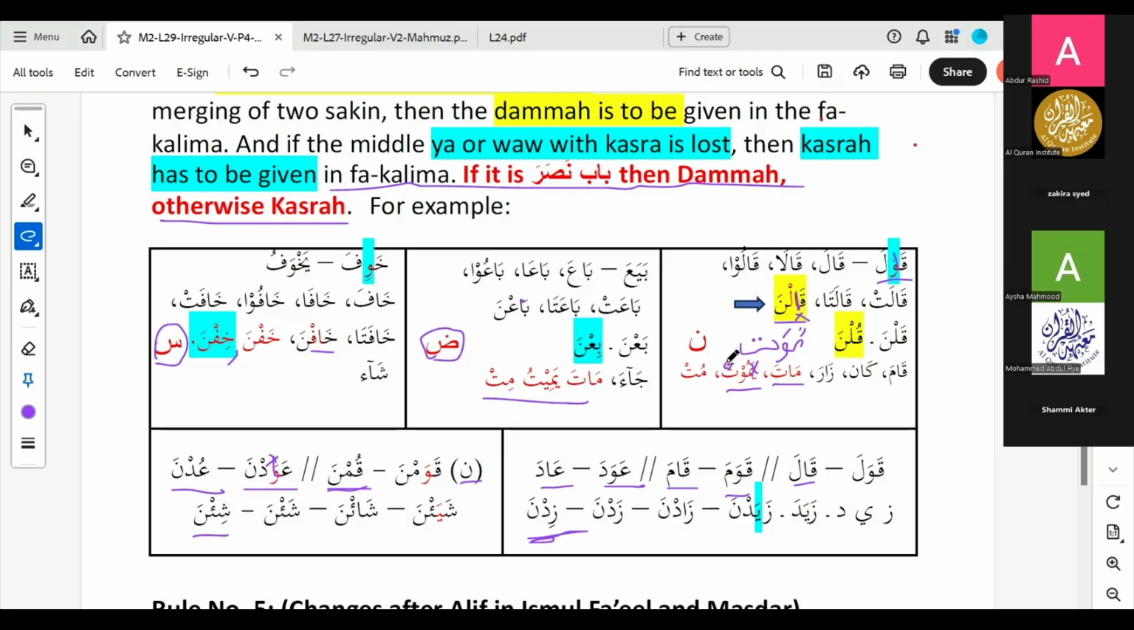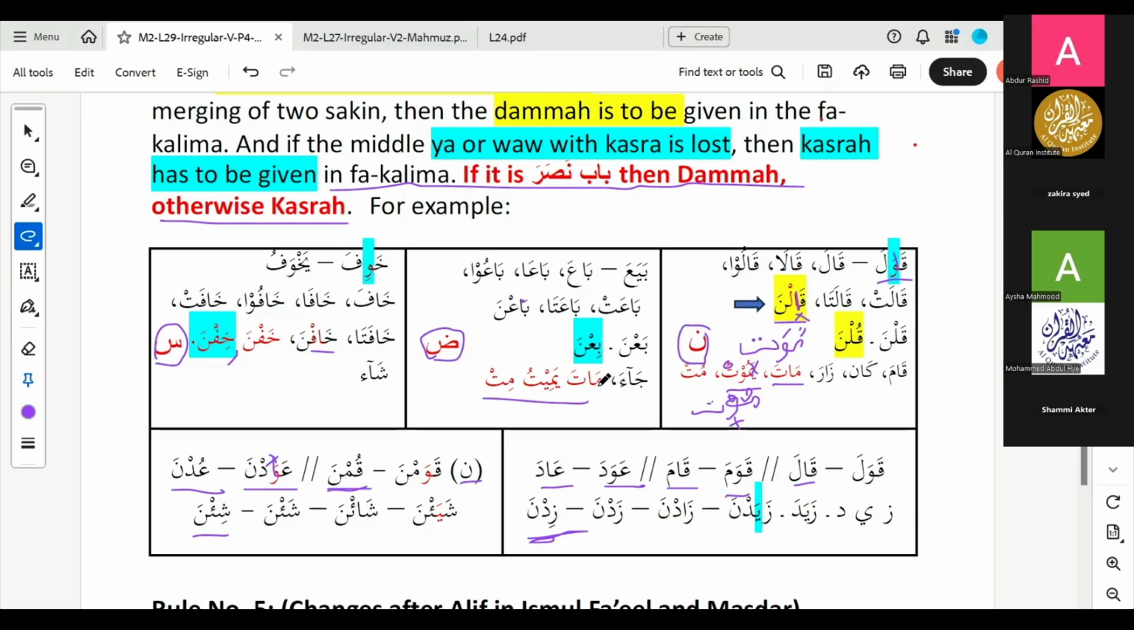So if you make it majzum, we'll get mut. This is also sukun and ta is also sukun. There are two sukuns. So the rule is whenever we get two sukuns, the weak letter of the verb will get dropped. So it becomes mut. So this is based on nasara.